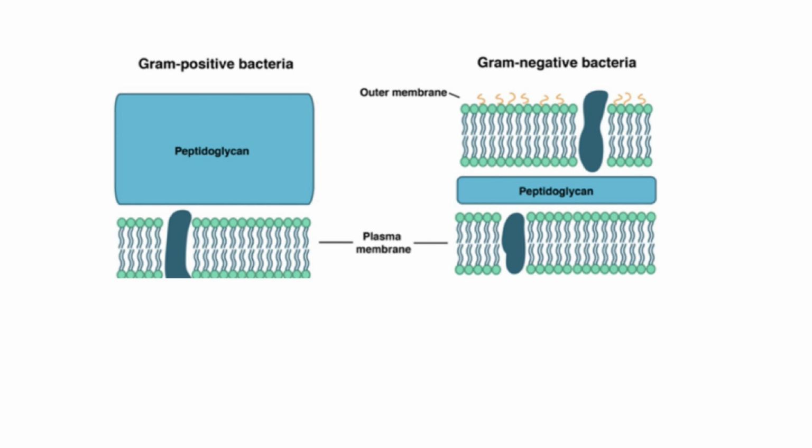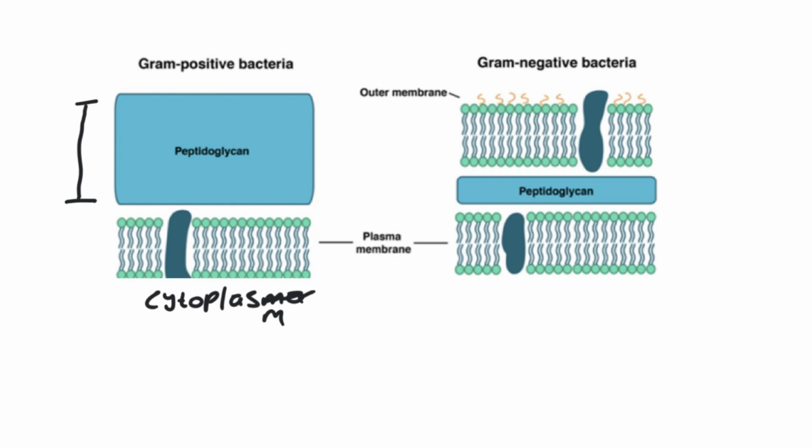Well, gram-positive bacteria contain a plasma membrane, and overlying this plasma membrane, there is a very thick layer of peptidoglycan, which makes up the cell wall. So just imagine here that this is the cytoplasm of the bacterium. So you have a plasma membrane, and then overlying the plasma membrane on the outermost surface, there is a very thick layer of peptidoglycan.